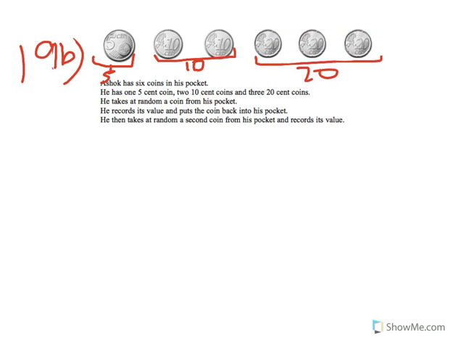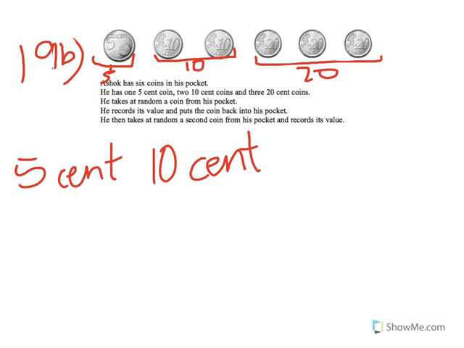Okay, next question, 19B. You're being asked to calculate the probability that the second coin he takes has a higher value than the first coin he takes. First of all, you have to establish that the lowest value coin is the 5-cent coin, so nothing can go lower than that. Let's start off with the 5 cents. Let's say in his first try, he takes a 5-cent coin out. On the second coin he takes, it could be higher if he took a 10-cent coin out. So this is one event that could occur.